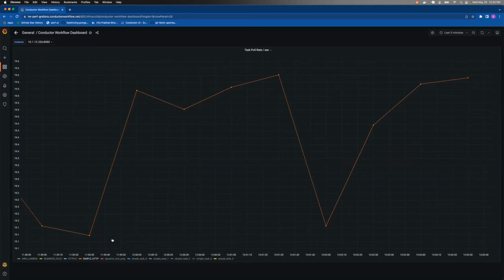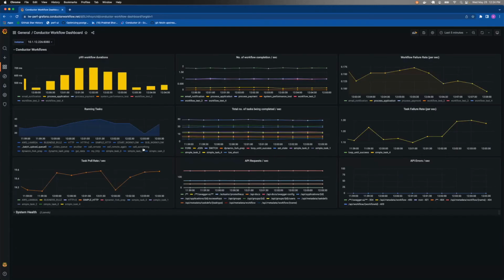Again, who to notify, you can do this based on the task name. If the email task is not polling anymore, I'm going to set up and send an alert to the platform team saying that something is wrong with the workers, I don't see any polling happening. And just at a high level, Conductor also gives you the overall API rate in terms of how many API requests are coming in every second. What's the typical error rate by error codes?